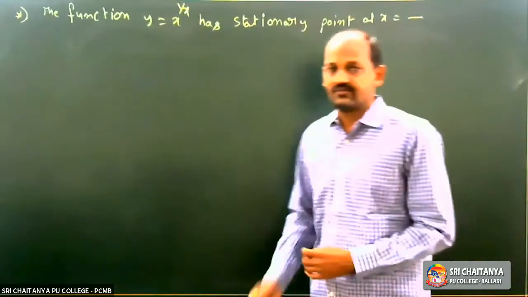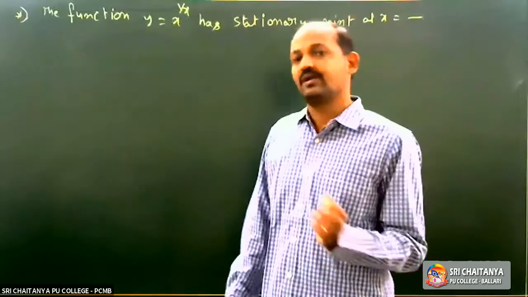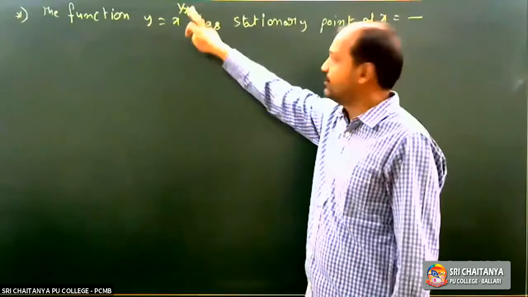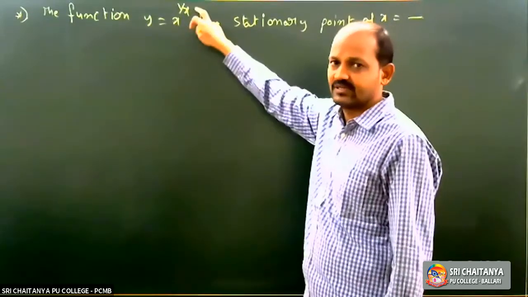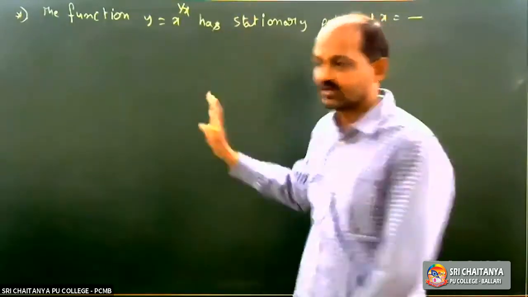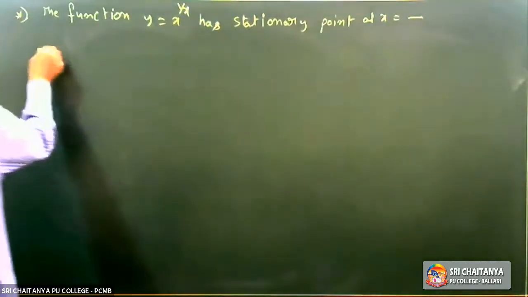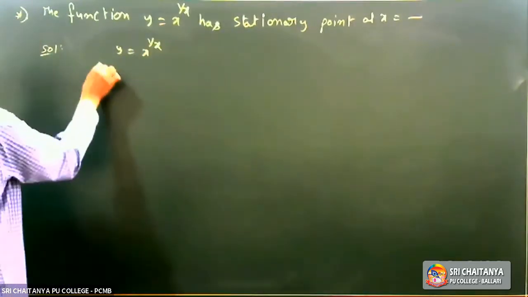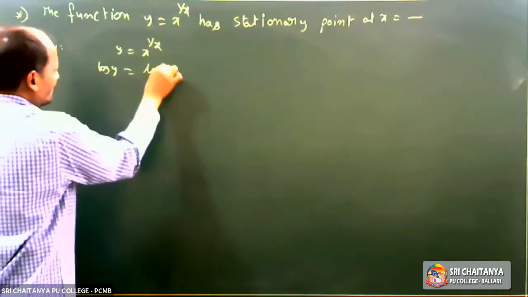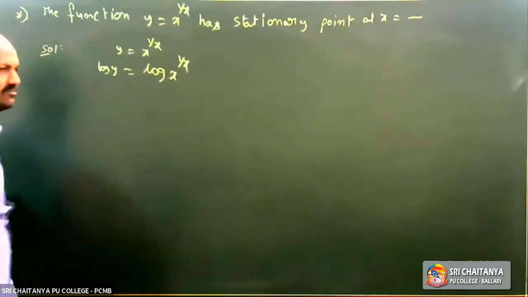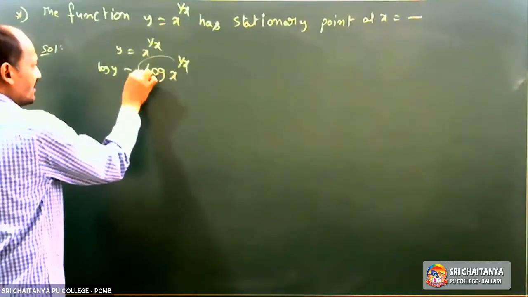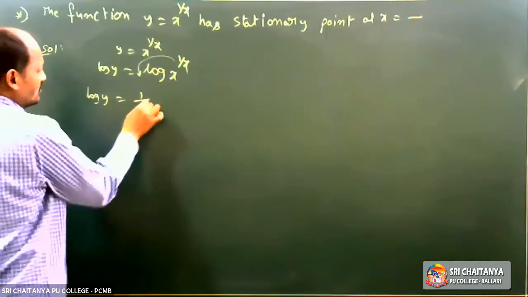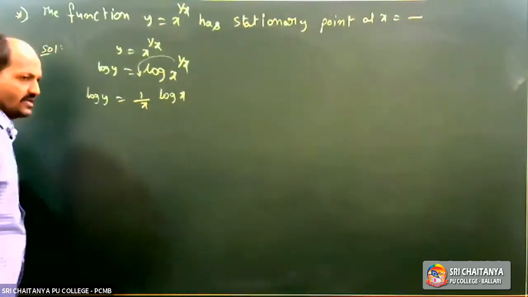In these cases, first take a log, then apply differentiation. So it is x power 1 by x. Base and power are both in terms of x. Clearly it is logarithmic form. So taking a log, y is equal to x power 1 by x. Then log y is equal to log x power 1 by x. It is log a power m form. Then log y is equal to 1 by x into log x.